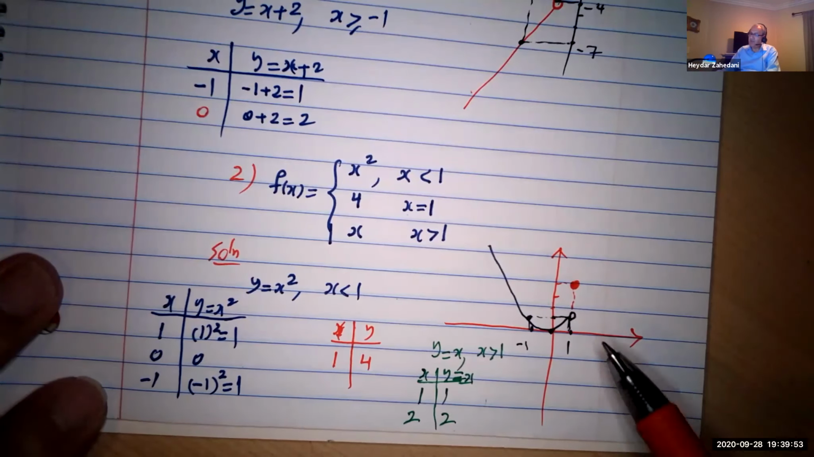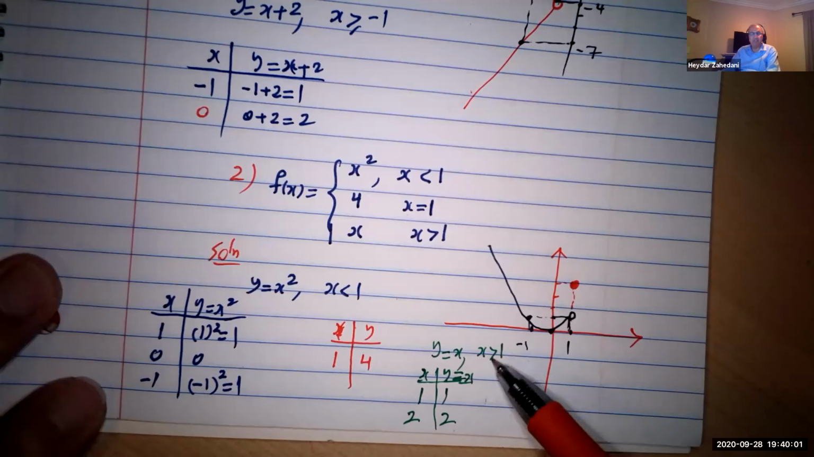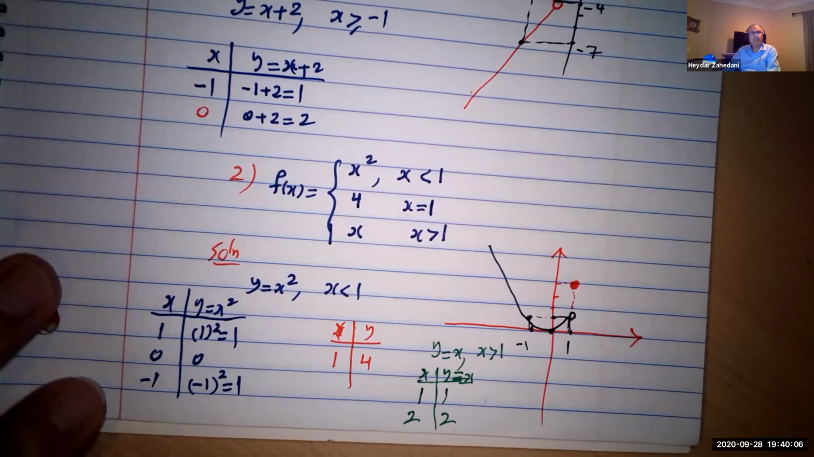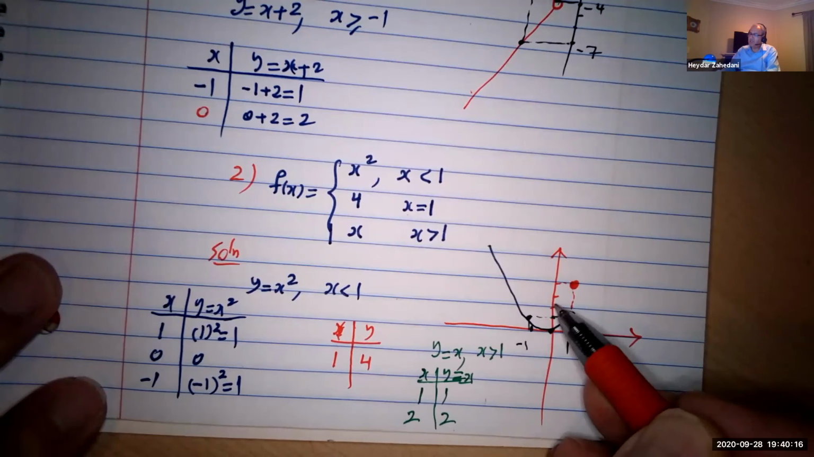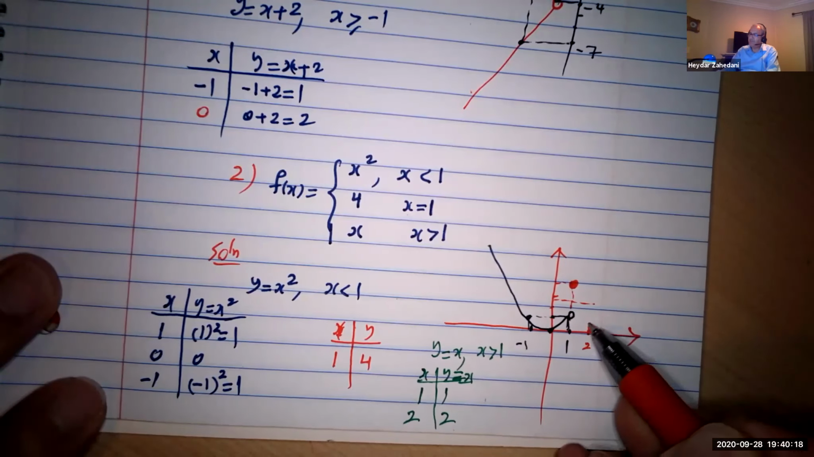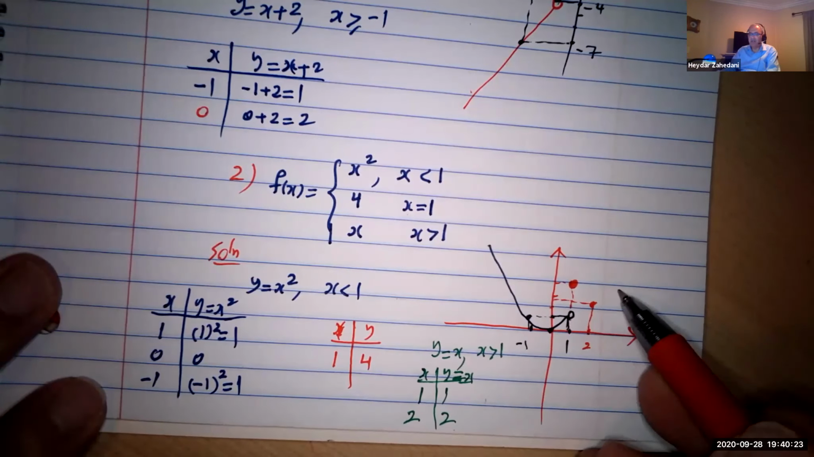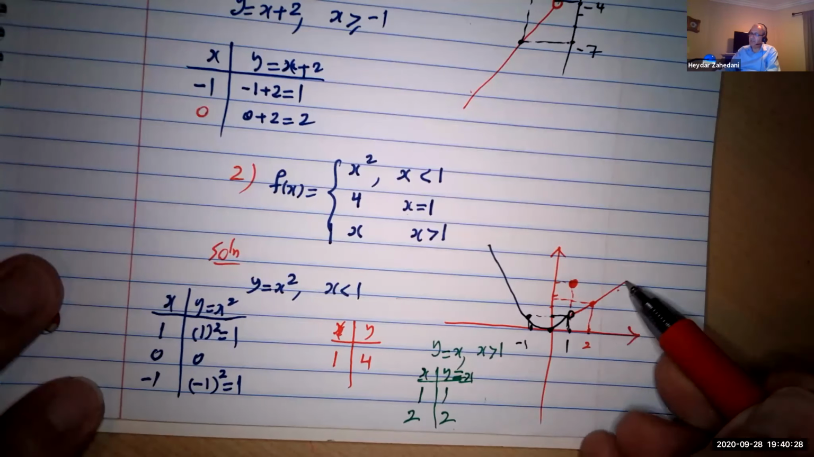So 1, 1, this is 1, 1. But are you going to fill it up? No, you don't have greater than or equal to. So this is going to be your point and it's empty, because x is not equal to 1. Then the next point is going to be 2, 2. This is going to be 2, and this is 2. So that gives you 2, 2. And it's a straight line. So from here, there, it is going to be the straight line.